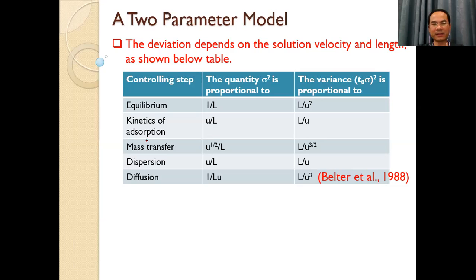If mass transfer is the main effect, sigma is the square root of U divided by L. And for dispersion and diffusion, we have another form with a square root term. We can use this to consider what is the main effect or the controlling step. Right.